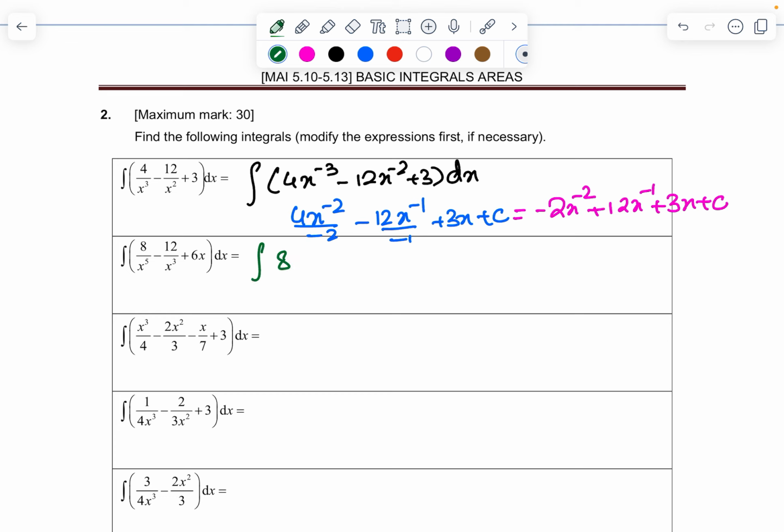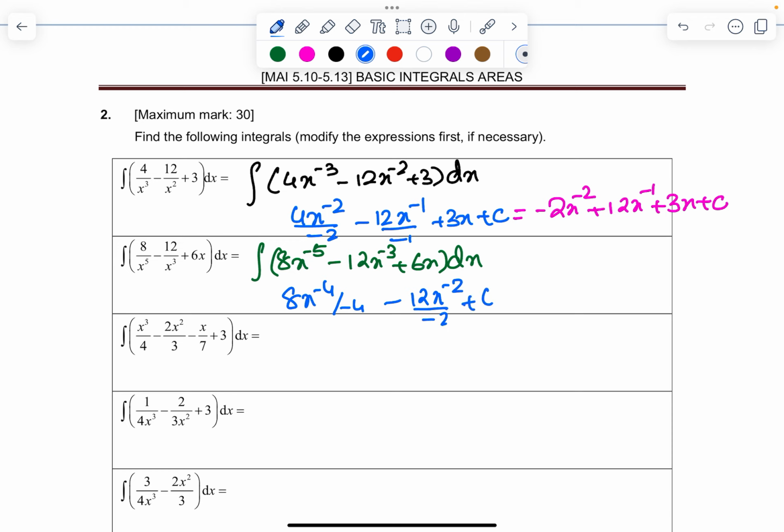Next is 8x to the power of negative 5 minus 12x to the power of negative 3 plus 6x. This answer is going to be nothing but how much? 8x to the power of negative 4 upon negative 4 minus 12x to the power of negative 2 upon negative 2 plus 6x squared by 2 plus c, which is going to be the answer as minus 2 upon x power 4 plus 6 upon x squared plus 3x squared plus c.